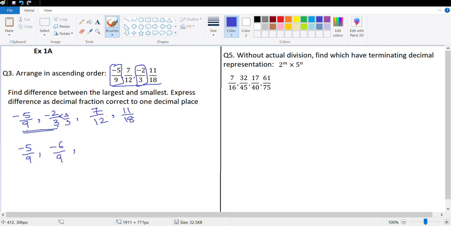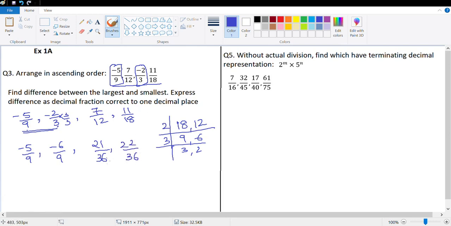In this case, the LCM of 12 and 18 would be, if I take the LCM of 18 and 12, 2, 9, 6, 3, 3, 2. So this is 6, 18, 36. So the LCM is 36, which means I multiply this by 3. So this becomes 21. I multiply this by 2, which becomes 22 upon 36.